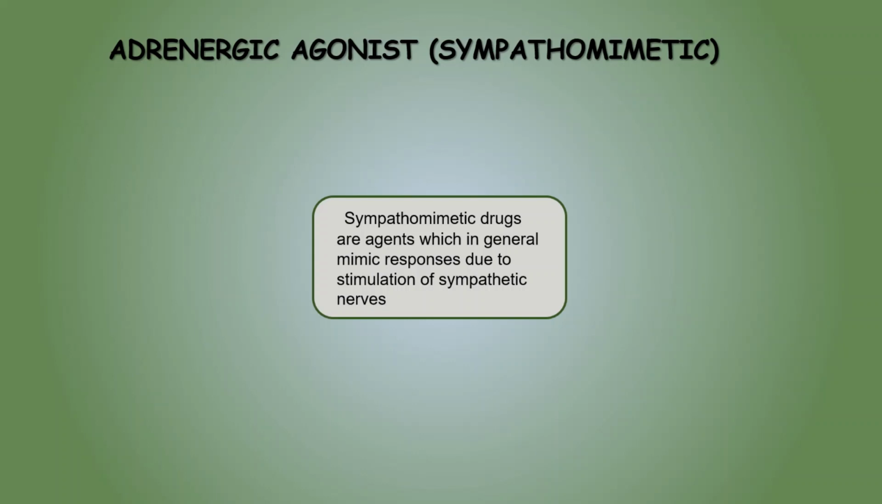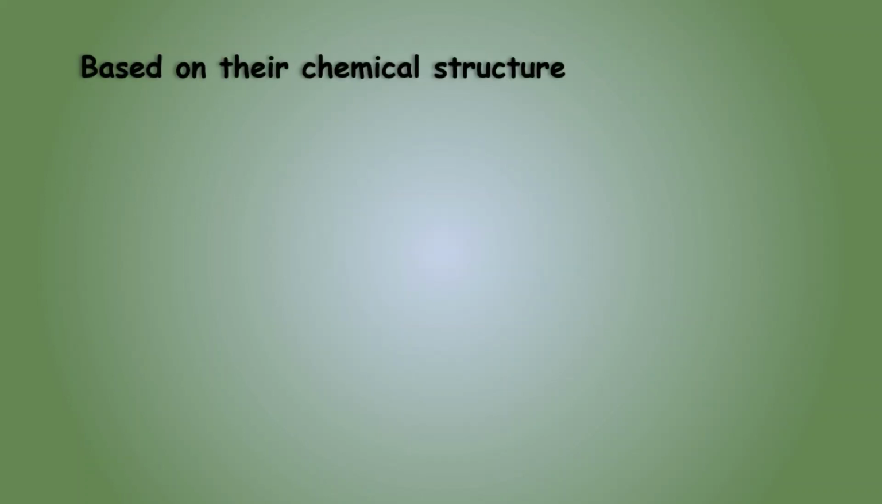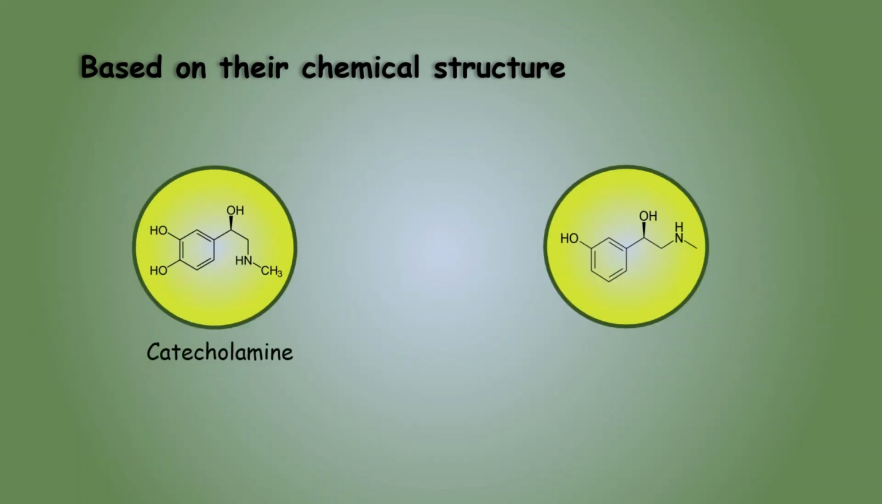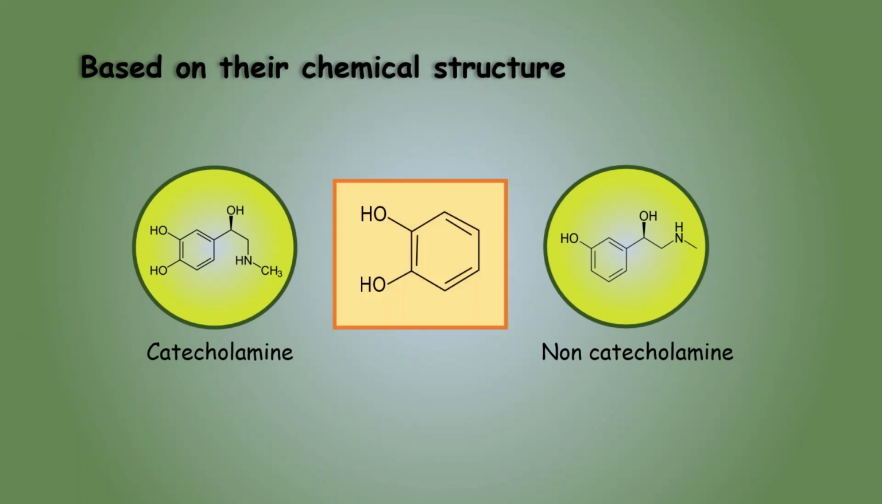But first, let us look at their chemical structures. Adrenergic agonists are classified into two groups based on their chemical structure: catecholamines and noncatecholamines. The thing that differentiates catecholamines and noncatecholamines is the presence of the catechol compound structure. Now let's start with catecholamines.